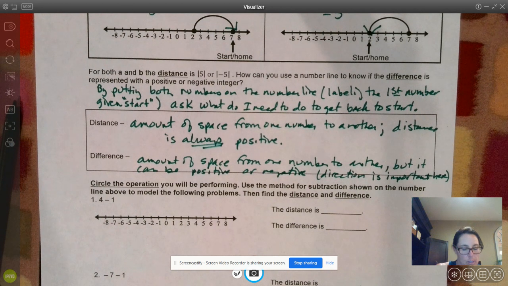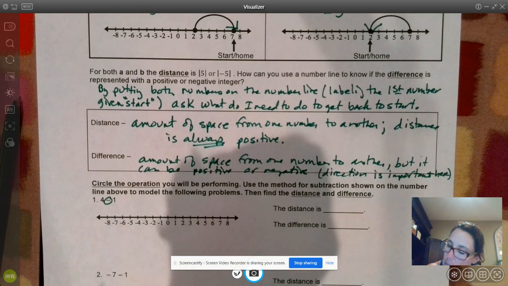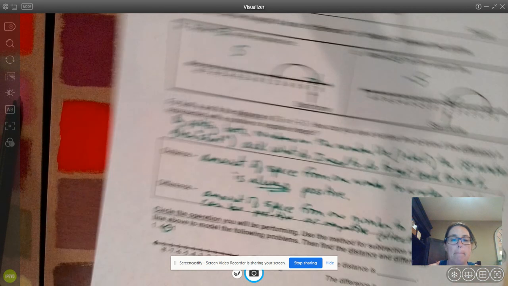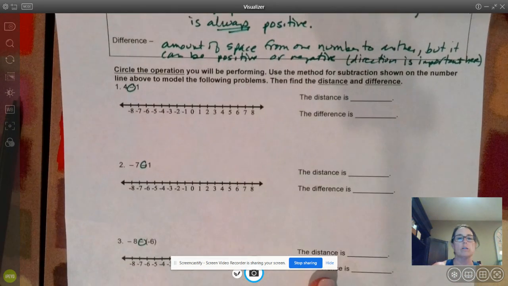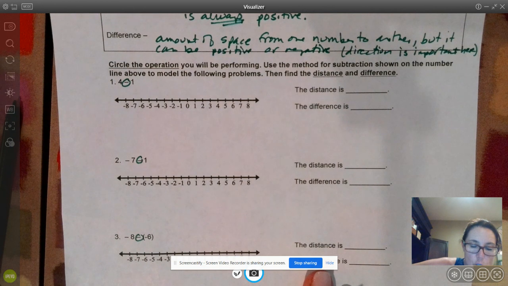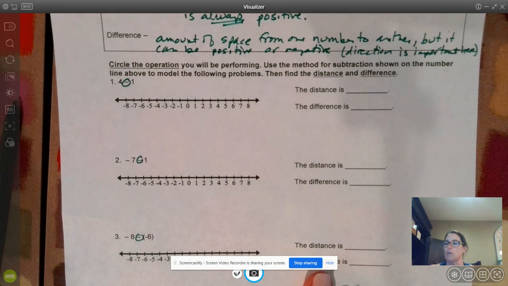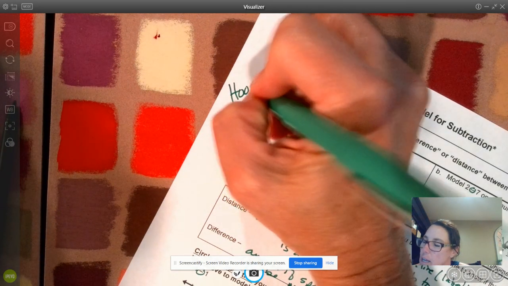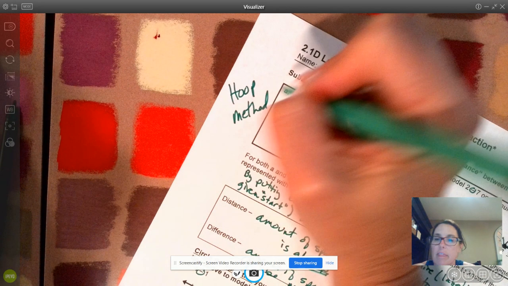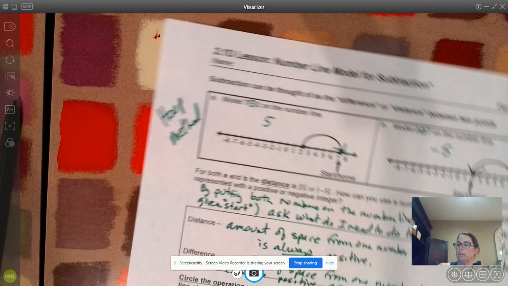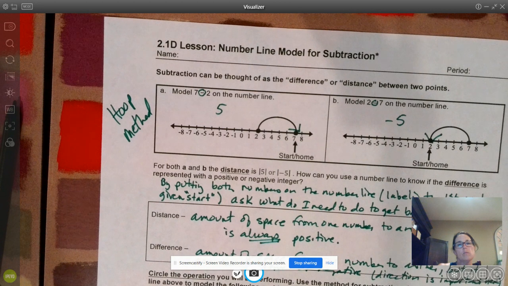Okay, all right, let's do a few of these. It says circle the operation, so I want you to notice that all three of these problems have a minus sign, a subtraction as an operation. Okay, now it says use the method for subtraction shown on the number line above to model the following problems. Then find the distance and difference. Okay, it's very important to understand this is called the hoop method. Okay, it looks like a little hoop. Now I will expect you guys with subtraction on a number line to show that you understand the hoop method.